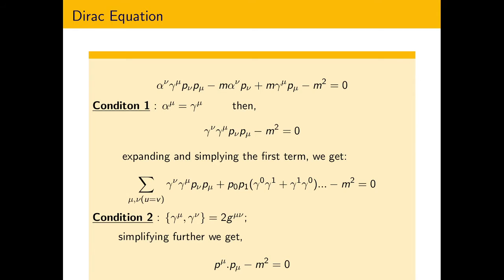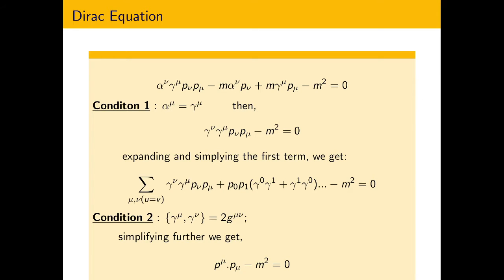When you open the brackets of the first equation, you get the equation at the top of the page. As you can see, we need m square to remain, and we need to eliminate the cross products here, which are m alpha nu p nu and m alpha mu p mu. Sorry, gamma mu p mu. So the first condition we set is that alpha mu is equal to gamma mu.